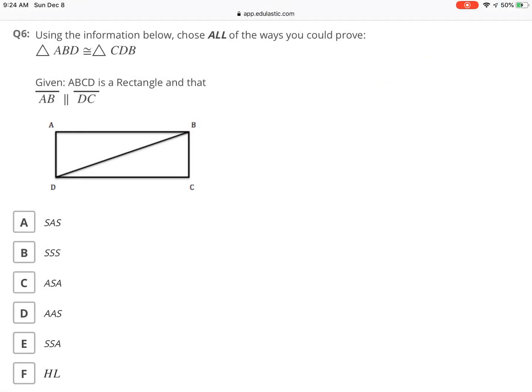Hi everyone, this is a continuation of the solutions for the mid-year review, the medium questions. Okay, so this is number 6.